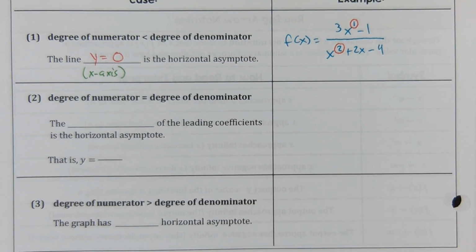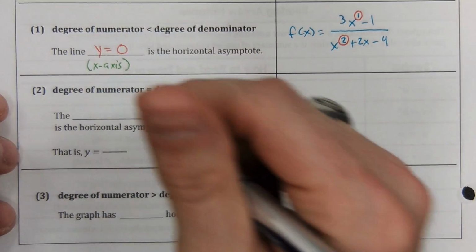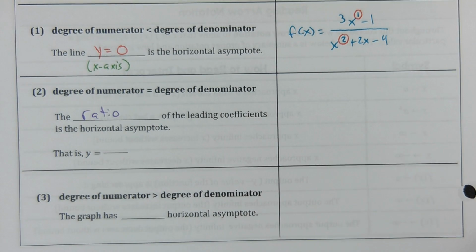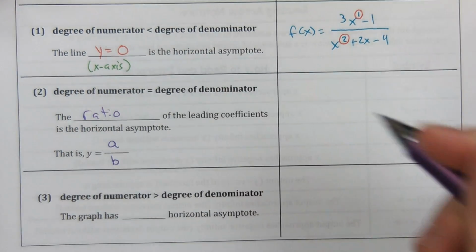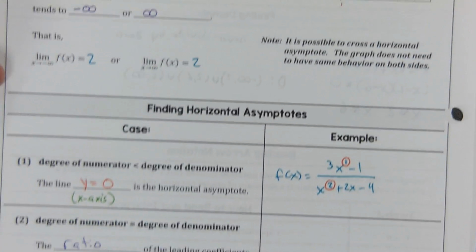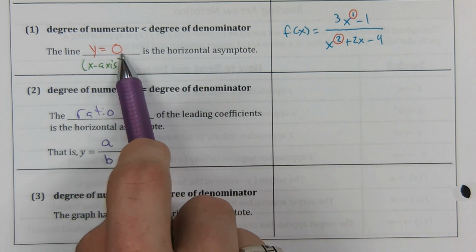But what if the degrees are equal? What if the degree of the numerator equals the degree of the denominator? Then what we say is the ratio of the leading coefficients is actually going to be the horizontal asymptote. You're going to end up with y equals some other number, some a divided by b, not to be mistaken with this a and b that I have up here. It just means some number. It'll be a fraction that's not 0.